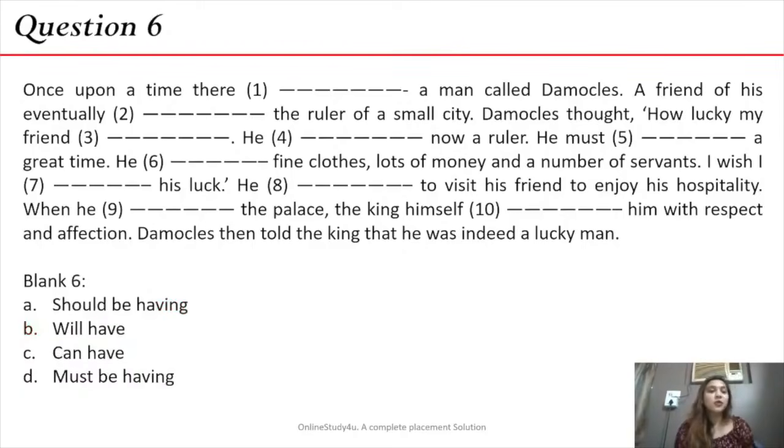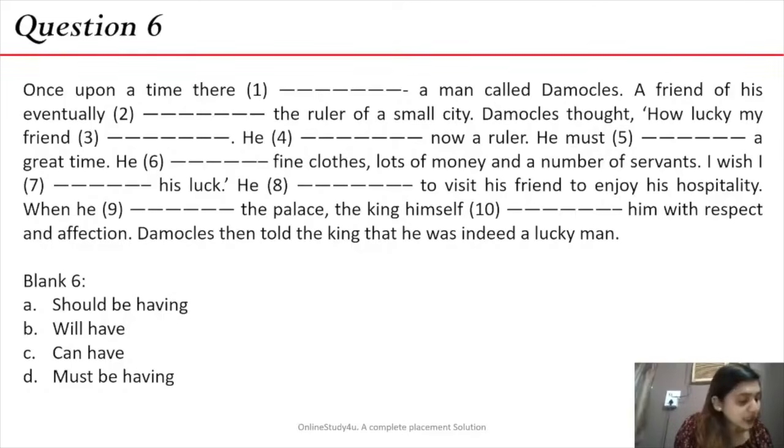Okay. Brings me to question number 6. He dash fine clothes, lots of money, and a number of servants. Something that we all could ask for. Should it be he should be having, he will have, he can have, or he must be having? Which one is the correct answer to this, for blank 6?